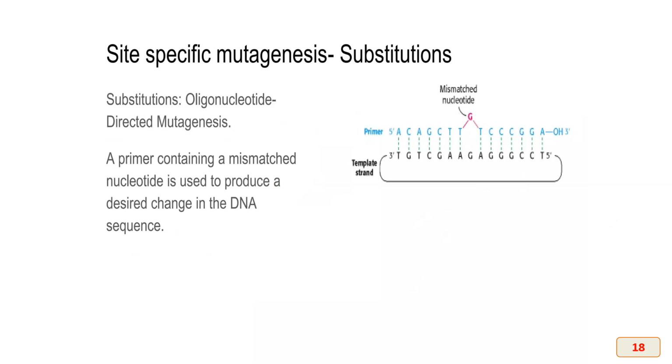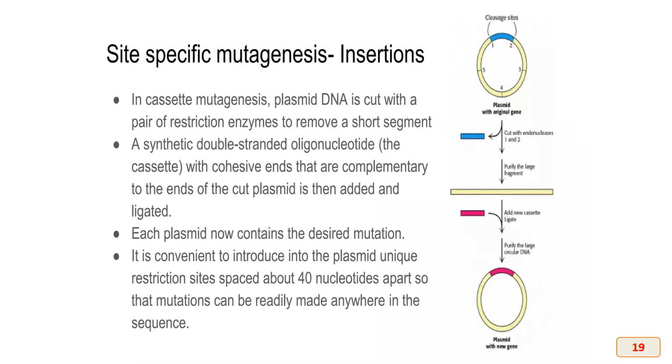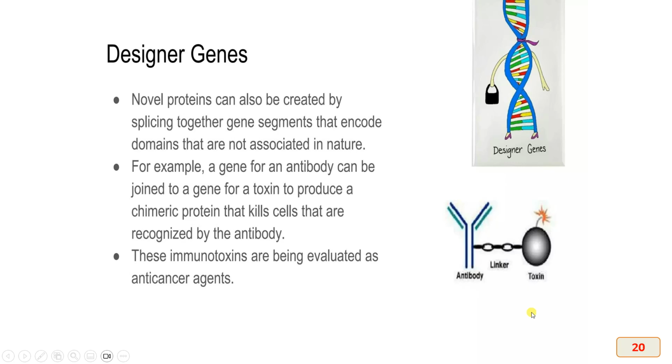A primer containing a mismatched nucleotide is used to produce a desired change in the DNA sequence. Then the site-specific mutagenesis can also be carried out in a particular type of plasmid. Then designer genes are used; designer genes means specific types of genes.